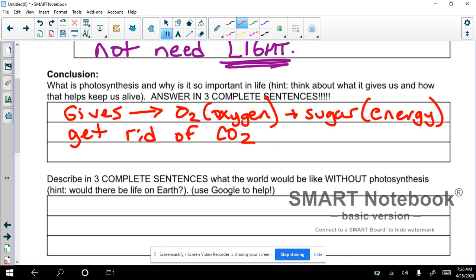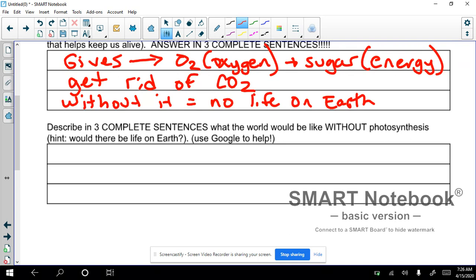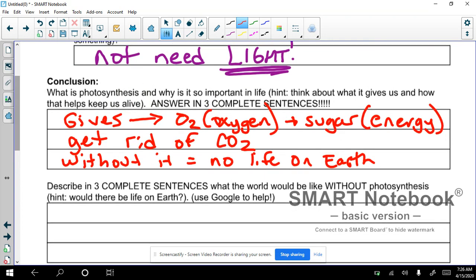Another reason that you could say that it's so important is that without it, there would be no life on Earth. The reason for this is we wouldn't be alive because we wouldn't have oxygen to breathe, we wouldn't have energy, and we would suffocate from carbon dioxide. These should now help you answer the last question. What would the world be like without photosynthesis? I think I'm going to hold off on giving you the answers for that because I think I kind of summarized it in this question. But hopefully now these answers will help you answer the last question.